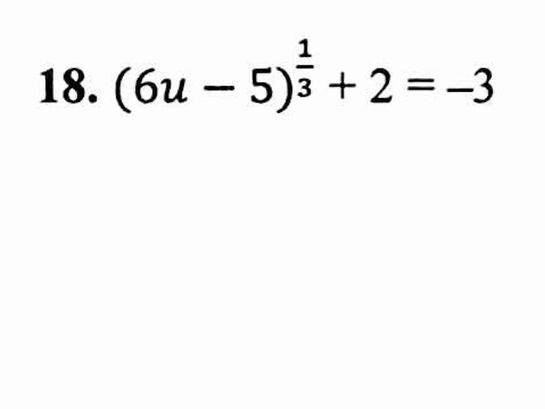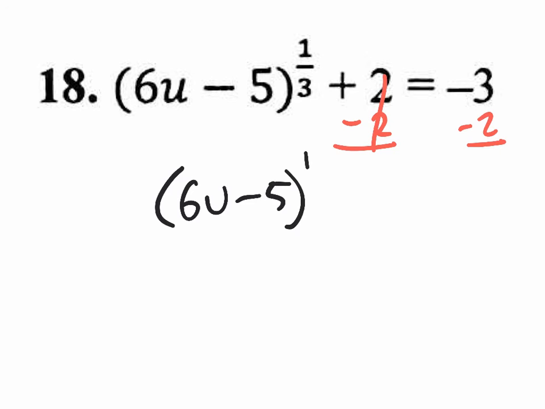We did the odd ones, but let's practice with this one. Let's isolate. What do I do? Subtract 2. We end up with 6u minus 5 to the 1/3 power equals negative 5. Now, this is technically a radical, even though it's written as a rational exponent. It's technically the third root. And to get rid of the third root, what power are we going to apply? The third power.